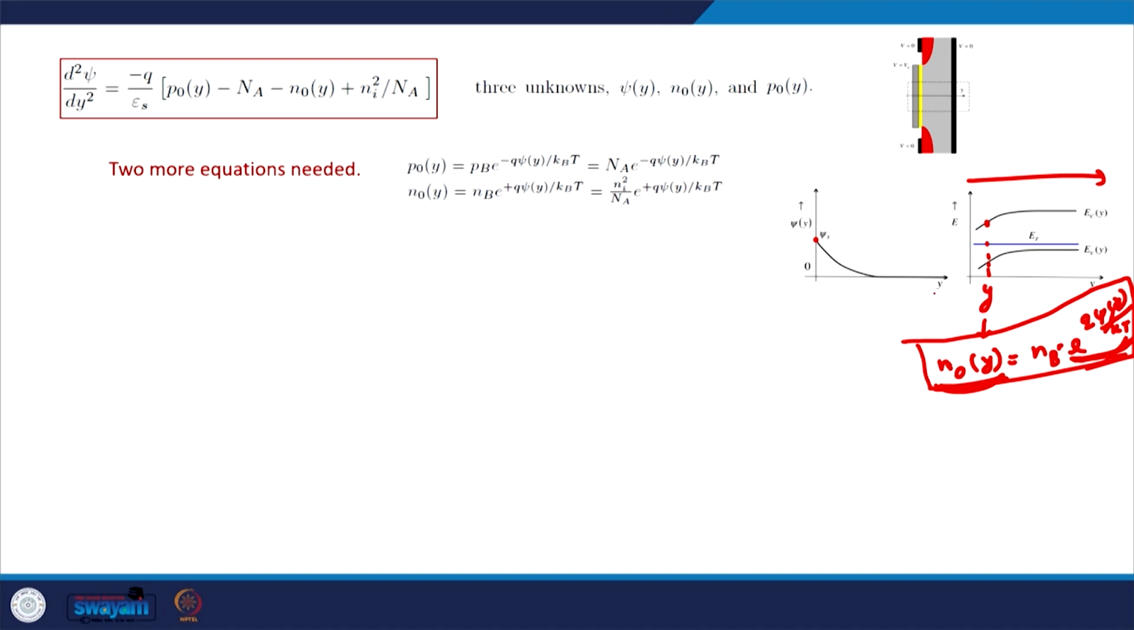So at any point y, the number of electrons when there is a non-zero potential at that point is Nb, which is the number of electrons or electron density in the bulk, and by bulk we mean that the potential is 0 in the bulk. So bulk is a point where the potential is 0. So N naught y is Nb times exponential q psi y by kT.